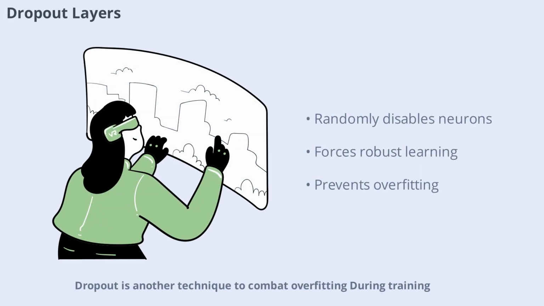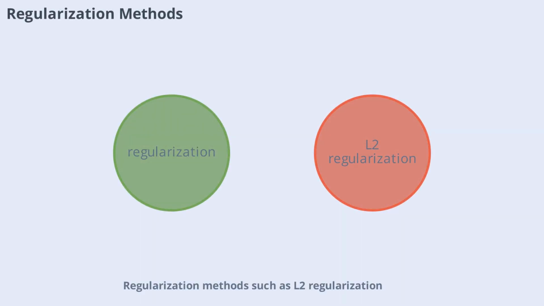During training, dropout randomly turns off some neurons in the network. This forces the CNN to learn more robust features as it can't rely on any single neuron. Dropout is simple but highly effective and is widely used in modern CNN architectures. Regularization methods such as L2 regularization add a penalty for large weights in the network. This encourages the CNN to find simpler, more general solutions rather than memorizing the training data. Regularization is a key part of building models that perform well on new, unseen images.